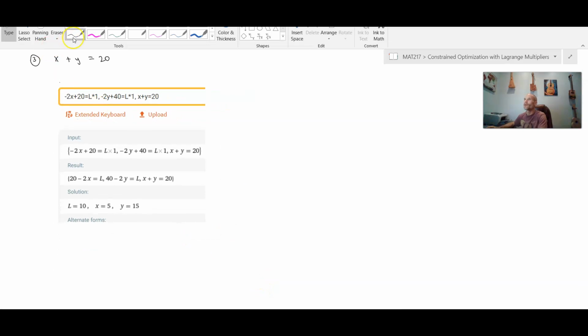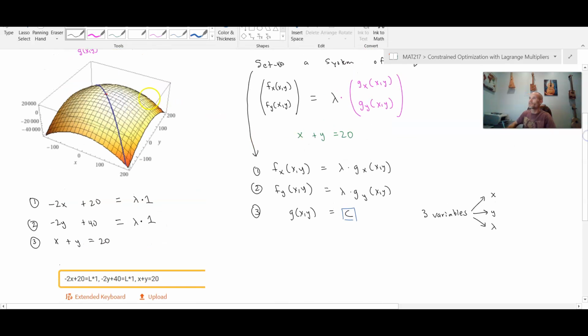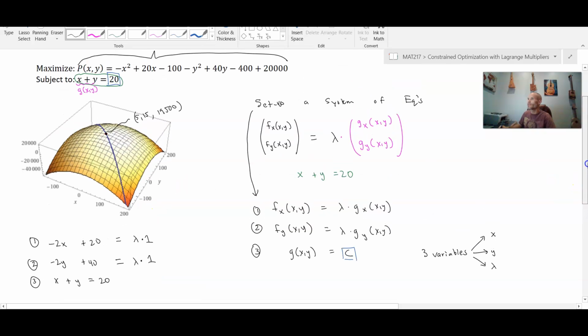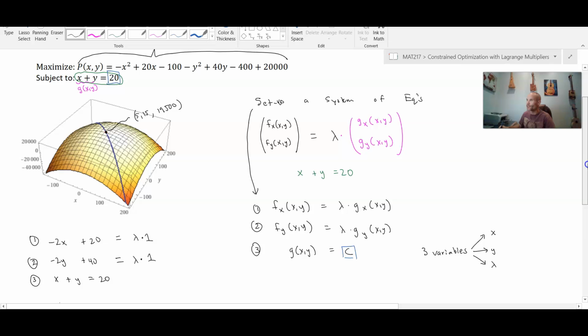It does have a meaning, and it can be a useful meaning, but we're not going to get into that here. All right, so that means that I have a critical point at x comma y equals 5 comma 15, which is the exact same value that we have up here. This is the point 5 comma 15, and then if we were to plug 5 and 15 back into our profit function, we would see that that would lead to a profit of 19,500.